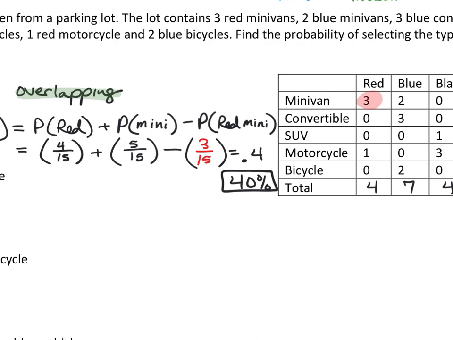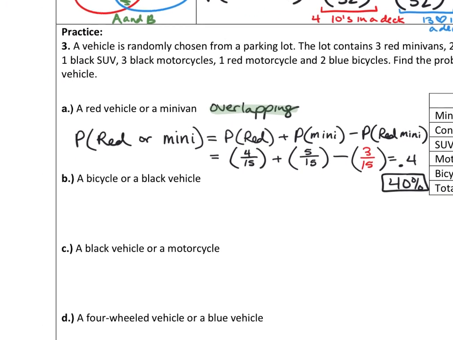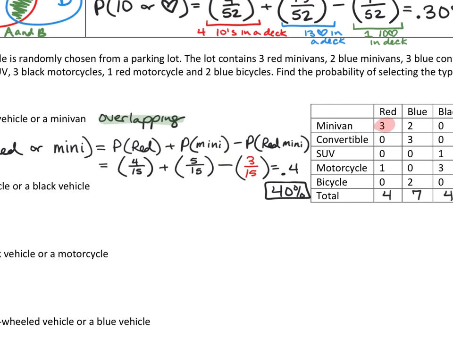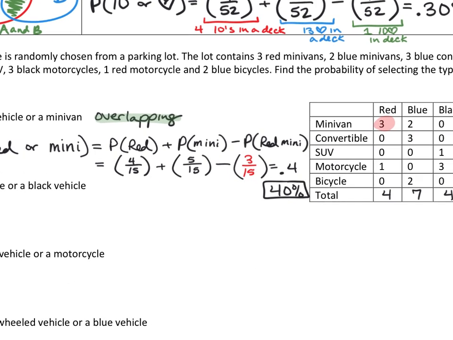Okay, let's look at part B. It says, what is the probability that we have a bicycle or a black vehicle? Looking at my table, if I look for where bicycle and black vehicle overlap, is there any overlap at all? Is there a black bicycle? No, so this is called a disjoint set of events. So we can use the disjoint formula, which is essentially the same as the overlapping one. We just don't do the subtracting part.